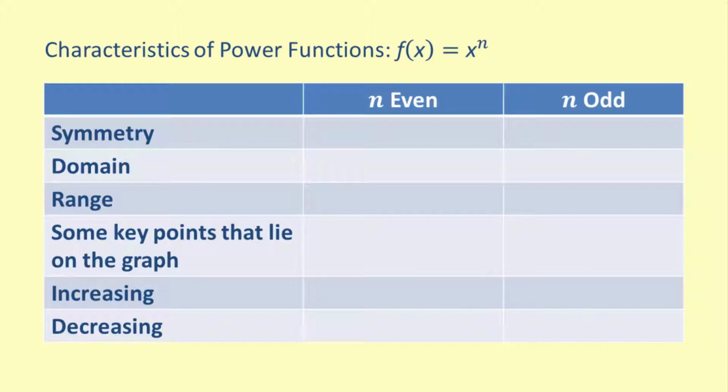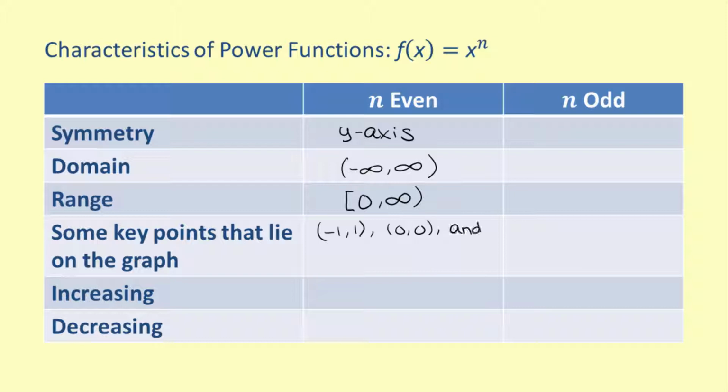Power functions have several characteristics that make them easy for us to identify. Let's first consider the case where n is even. When n is even, the graph of x to the n is symmetric about the y-axis. The domain of this function is all real numbers, so we'll write negative infinity to infinity. The range of the function is from 0 to infinity, because raising any value to an even power will always produce a non-negative value. In this case, 0 is included in the range, which is why we denote this with the bracket. Some key points that lie on this graph are (-1, 1), (0, 0), and (1, 1).